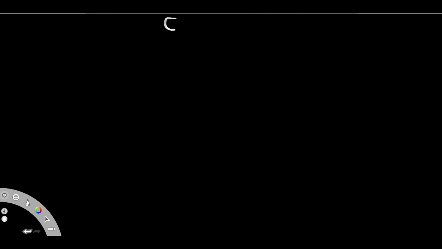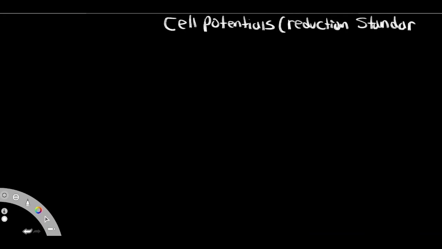Cell potentials. Now we're going to hone in on a certain type of cell potential, the reduction standard cell potential. Let's have a look.